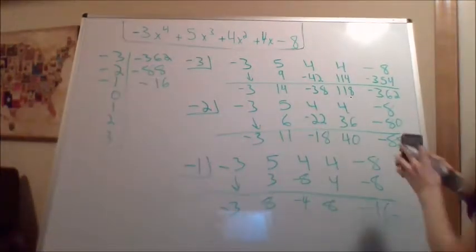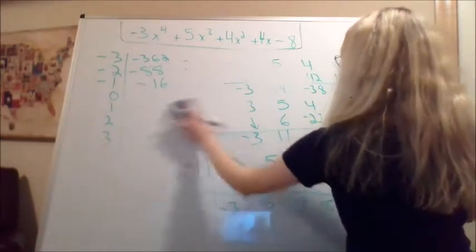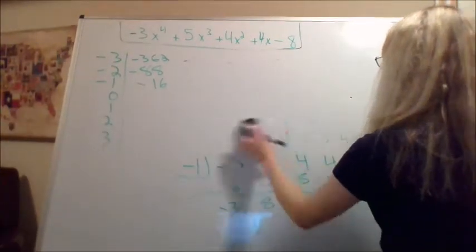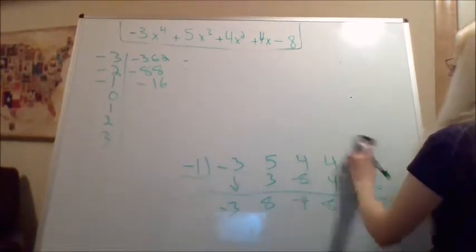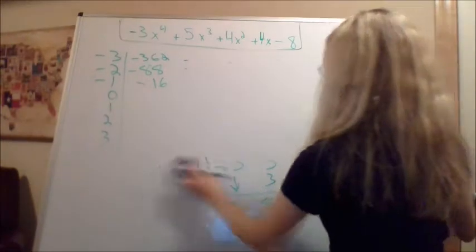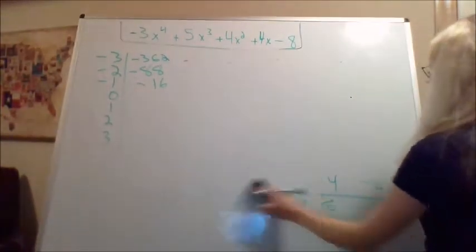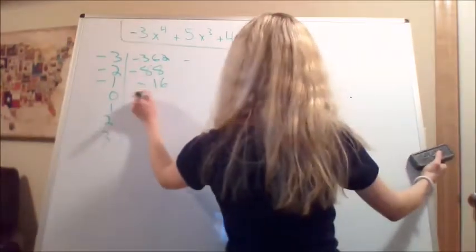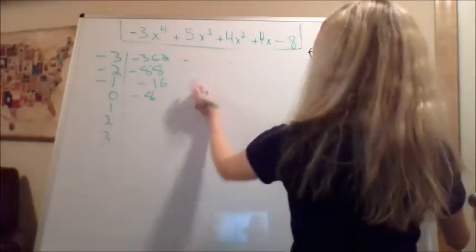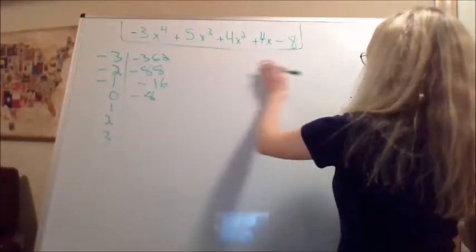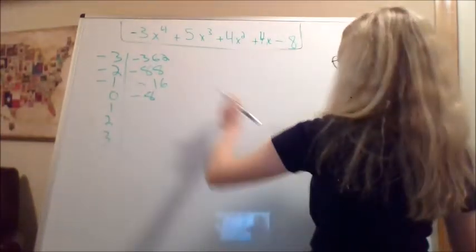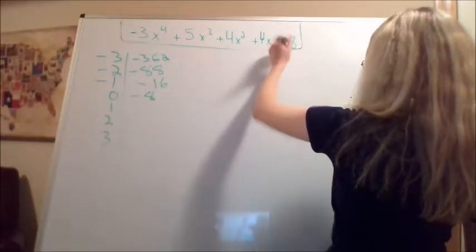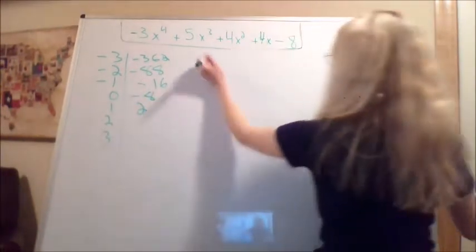And if we clear ourselves a little bit more room, well, first of all, before we go on to the 1, we can obviously see what f of 0 will be here, because if we plug in 0, we're just going to get -8. So we don't even have to bother doing synthetic division for that. So this is going to be -8. And so for 1, we don't need to use synthetic division for that one, because we just add up the coefficients. So -3 plus 5 is 2, plus 4 is 6, plus 4 is 10, minus 8 is 2. So 1, 2.